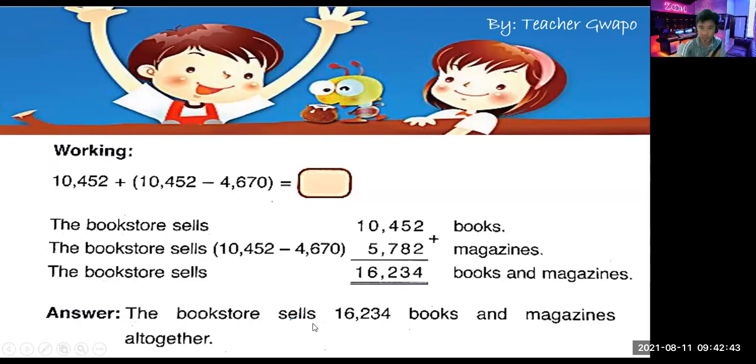16,234. So the bookstore sells 16,234 books and magazines. How many books were sold? 10,452. How many magazines? 5,782. That's why it totals 16,234. Okay, so don't forget to write your answer inside the box in the number sentence.